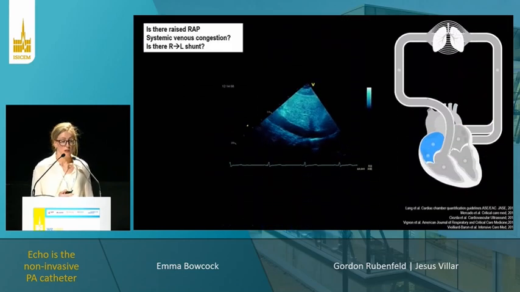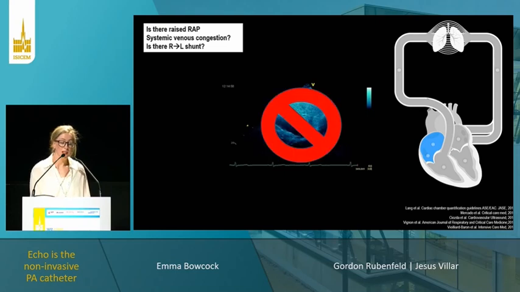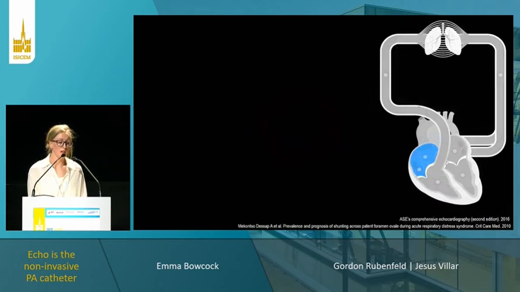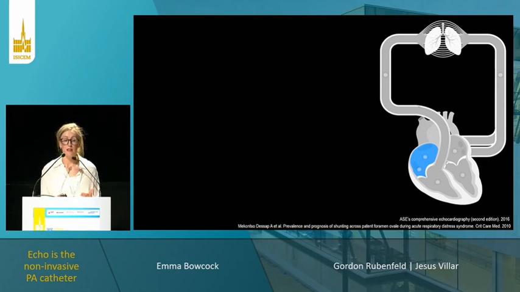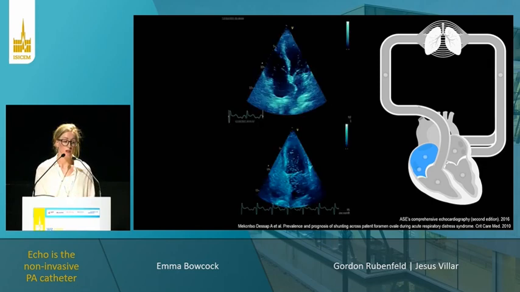So starting with the right atrium and estimates of right atrial pressure, well, we know that in spontaneously breathing patients, we can assess the size and the collapsibility of the inferior vena cava, and that gives us a reasonable estimation of right atrial pressure. But of course, in mechanically ventilated patients with ARDS, that really goes out the window. It's really not helpful. But there are other things that we can look at that can really help us decide whether there's raised right atrial pressure, and also what's the cause of the raised right atrial pressure.